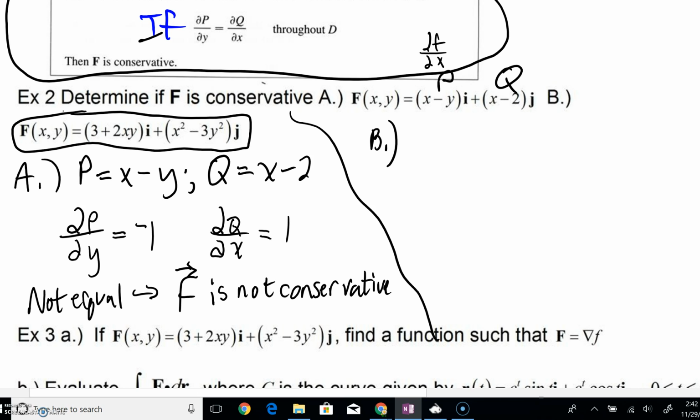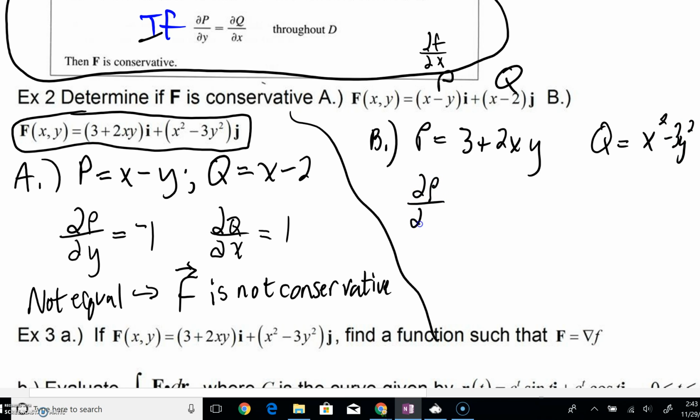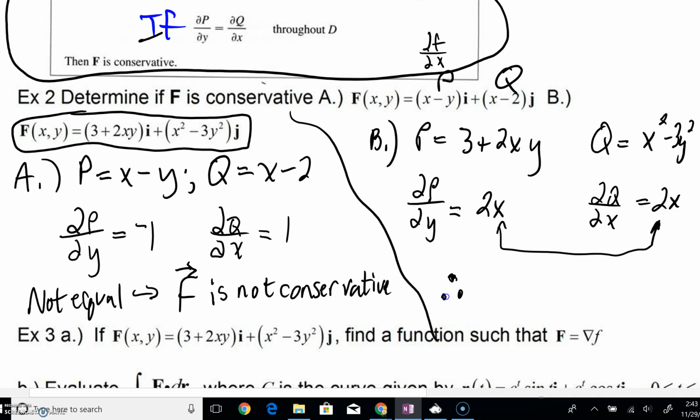For B, we've got a different vector field that's going to have P equaling 3 plus 2xy, and Q is going to be x squared minus 3y squared. Well, the partial derivative of P with respect to y is going to be 2x. The partial derivative of Q with respect to x would be 2x. These two things are equal. So we can now say our vector field F is conservative.